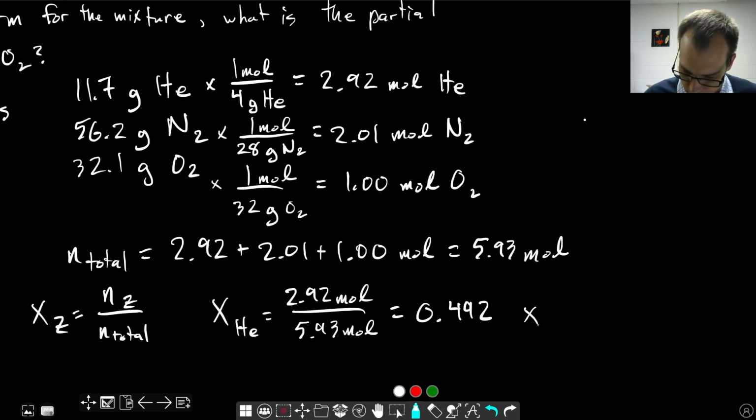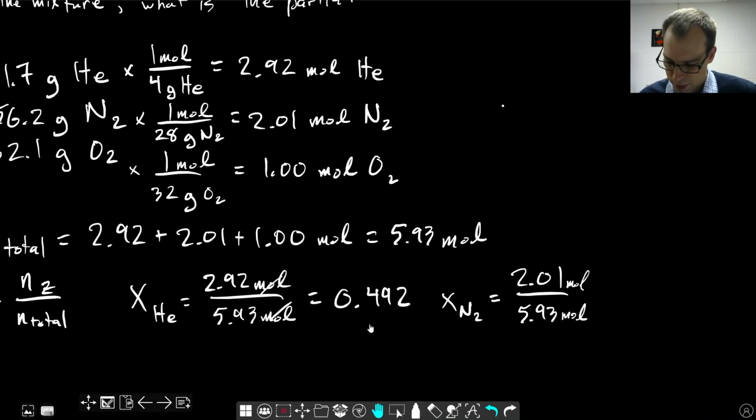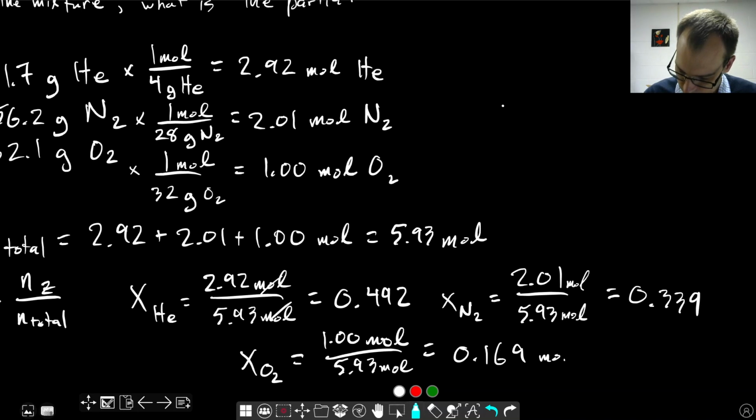We can repeat that for nitrogen. We get 2.01 divided by 5.93. And as you may have noticed, the mole fractions are unitless because the moles cancel in the numerator and denominator. So that is equal to 0.339. And then the mole fraction of O2, which we'll need to do the last part of the question, is equal to 1 mole divided by 5.93, which, if you put into your calculator, gives you 0.169.